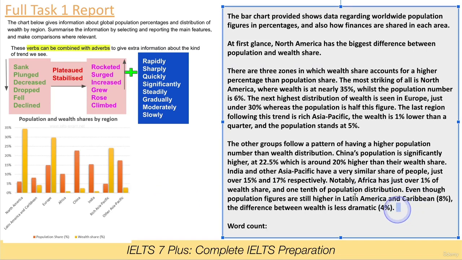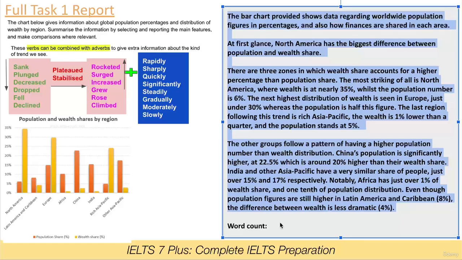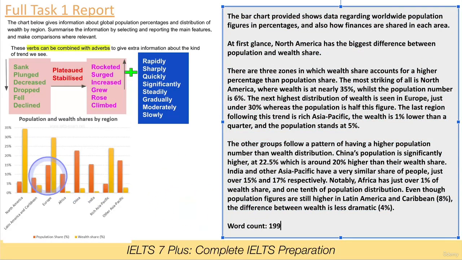Let's count the words and see how we've done for this one. So this brings our total to 199 words. So just short of 200 words there, but that's okay. We've hit the minimum, which is the most important thing. And you can see the two different groups that I've done for this one.